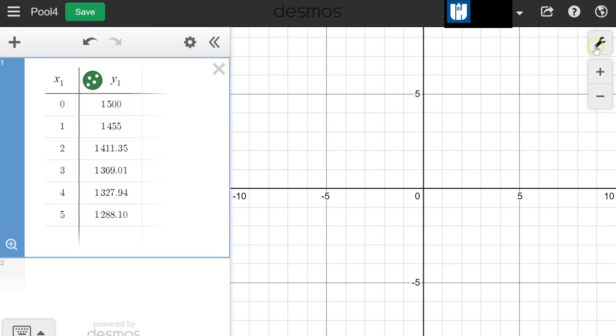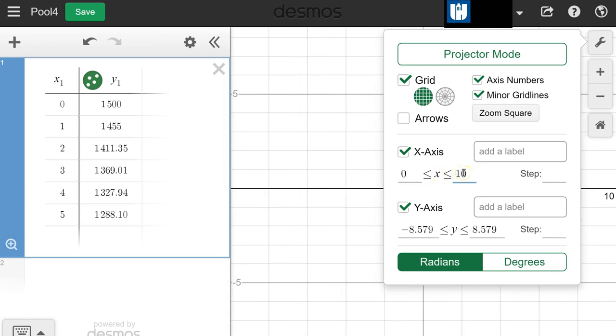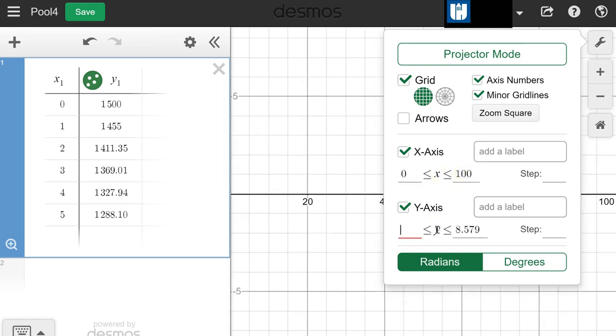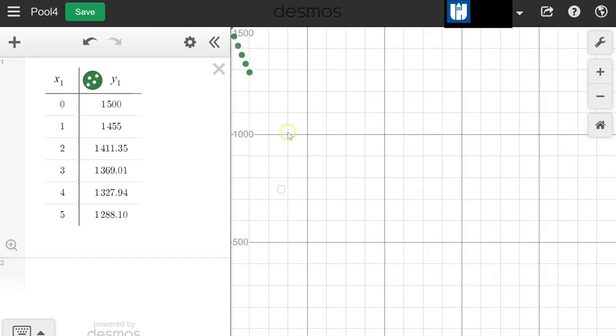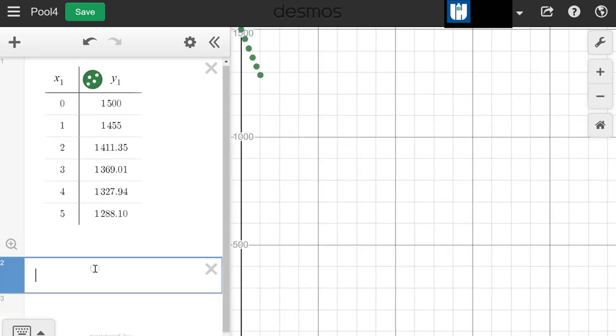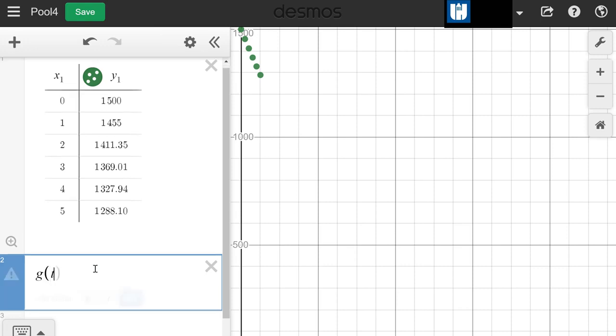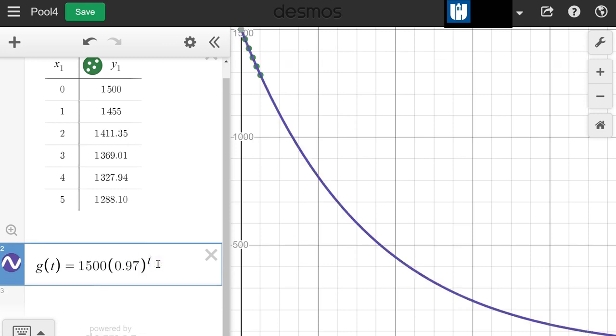So you can see for this one, I'm going to need to change the settings. So let's go 0 to 100 minutes maybe as an estimate for how long it will take for the pool to empty. We already know 0 to 1500 gallons is going to make sense. So we can see that gives us a nice picture. So the explicit rule is going to be G of t equals 1500 times the common ratio 0.97 raised to the t power, just like we learned back in module 1. So you can see I was pretty close with when it's going to get down to empty. It's getting closer and closer there, around 100.